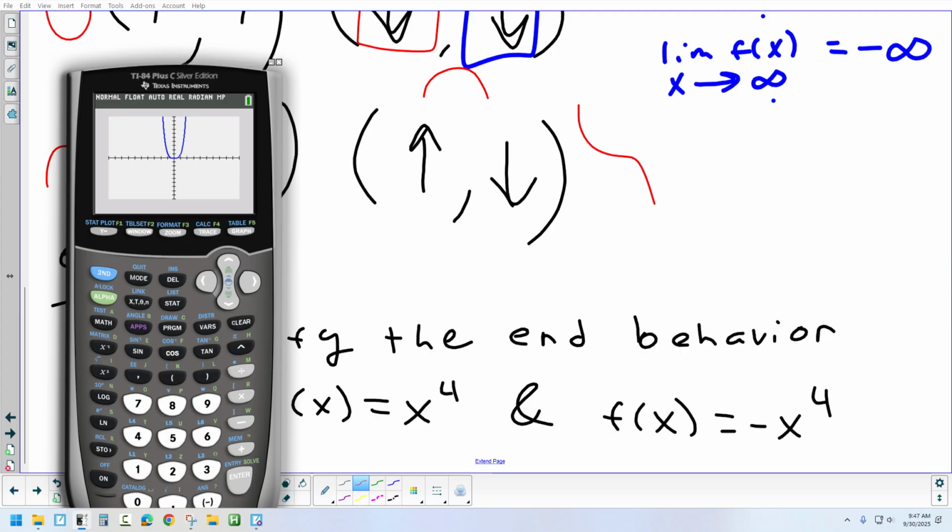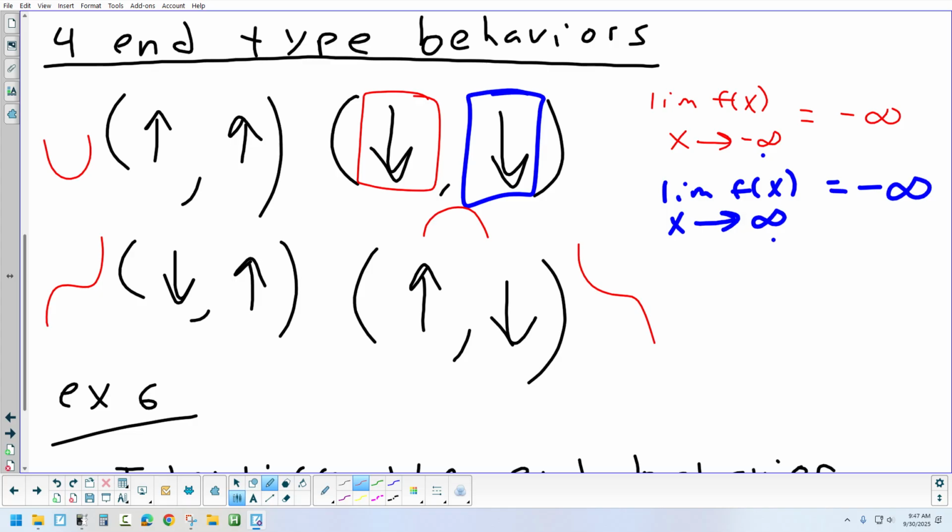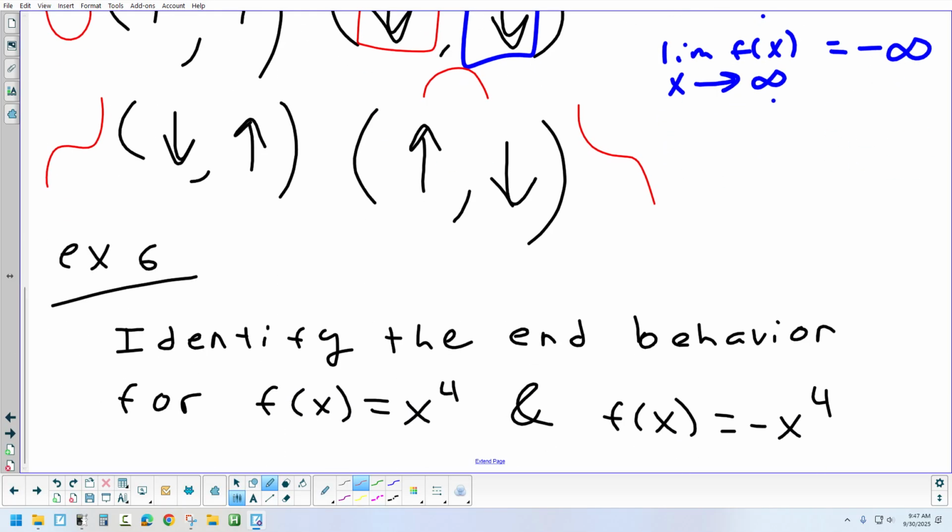Bob, how would you describe that with arrows? Yep, it's up, up. Or if you wanted to do the limit notation, it would be the limit of f of x as x approaches negative infinity is infinity. And the limit of f of x as x approaches positive infinity is positive infinity. It would just be up and up. I'm just going to write it like that for this one.